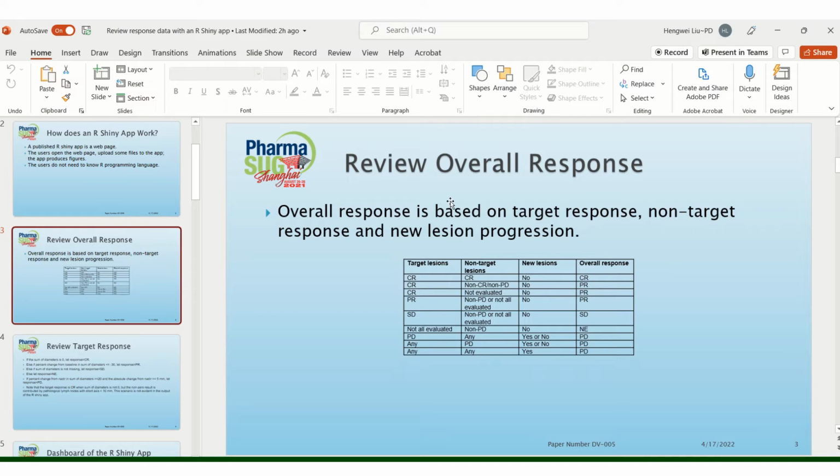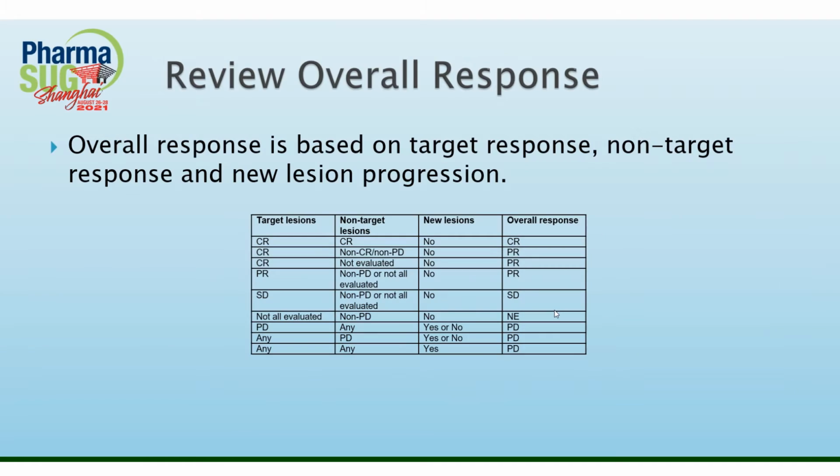On this slide, we are looking at overall response. Let me enlarge this one. Okay, so there's a table here. In the first three columns, you can see we have target lesions, non-target lesions, and new lesions. These are like input variables. The last column is overall response. This is like the output variable, because the overall response is determined by the values in the first three columns.